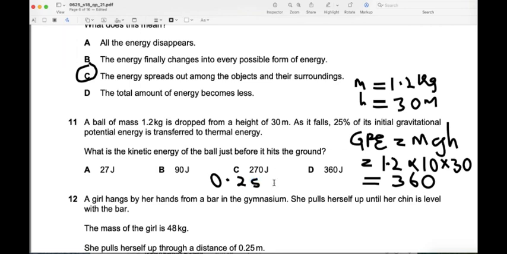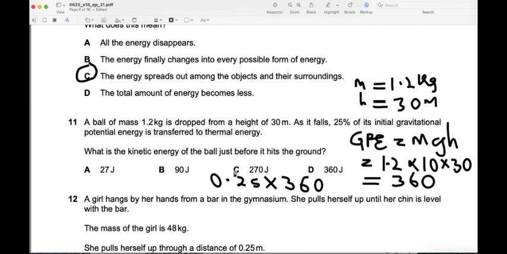0.25 multiplied by 360. So we get a value. This value does not mean the answer. The value is the amount that is transferred to thermal energy. So 0.25 times 360, what do we get?